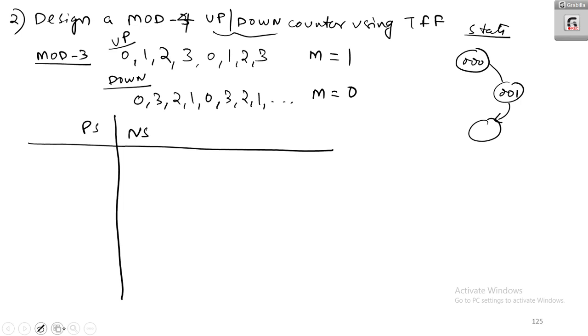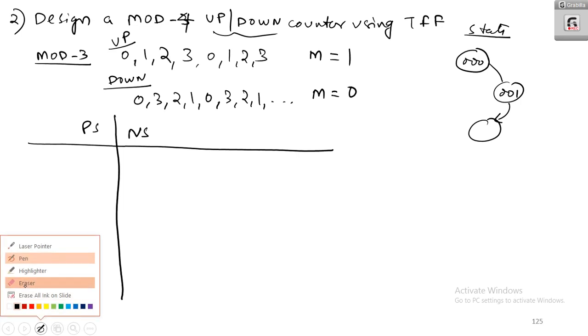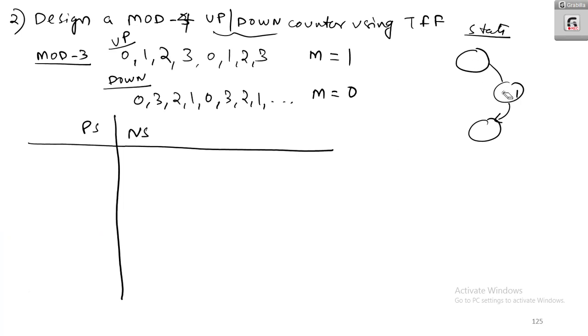Oh, this is only 2 bits, right? You need only 2 bits. So 00, 01, 10, and 11, because it is mod 4. Mod 4 means it is equal to 2 squared, so you need only 2 bits.